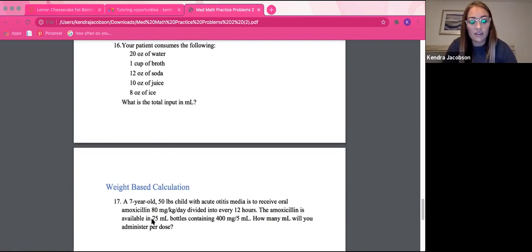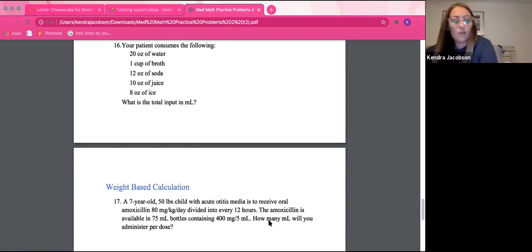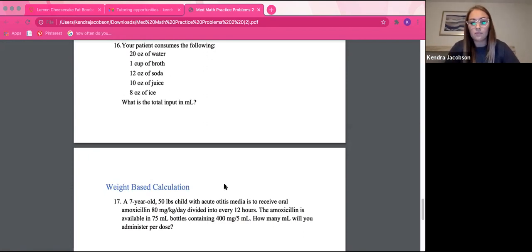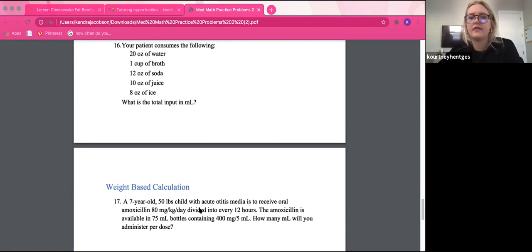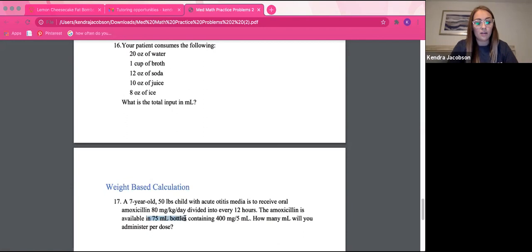The amoxicillin is available in a 25 milliliter bottle containing 400 milligrams per milliliter. How many milliliters would you administer per dose? Okay, we will write this one out together. So I know for sure that there is a single distracting number in there. Does anyone know what that one would be? Is it the 75 milliliter bottle? Yep. So that 75 milliliter bottle is going to be a number that we do not need to use whatsoever.